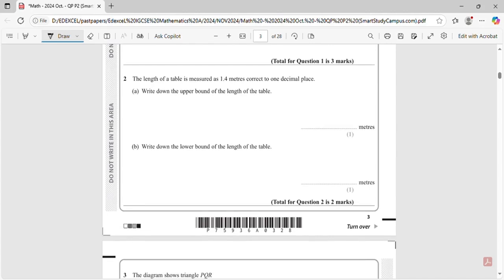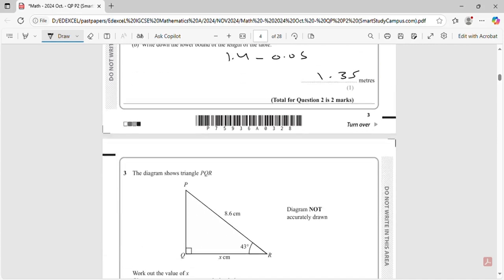Now for the second question, the length of the table is measured as 1.4 meters corrected to 1 decimal place. I need the upper bound according to 1 decimal place, so I will write 0.1 divided by 2, which is equal to 0.05. If he asks me for the upper bound, it will be 1.4 plus 0.05, which is equal to 1.45. The same here, but I have to subtract 0.05, which is equal to 1.35. So this is the second question.